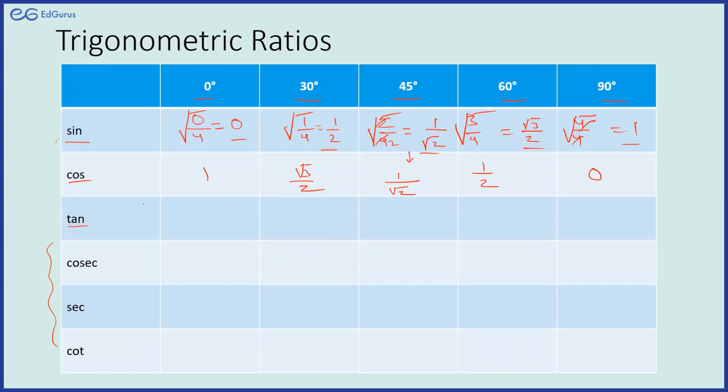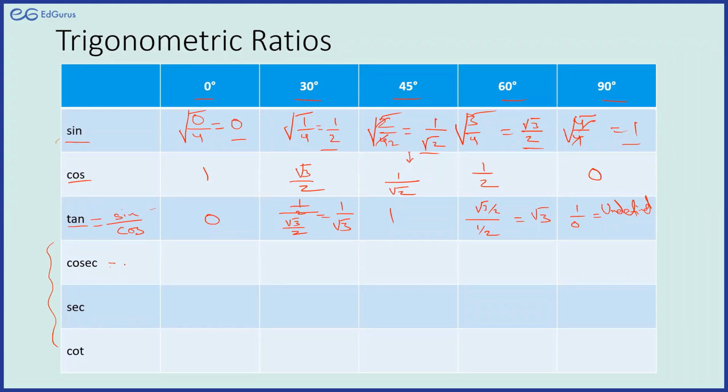Now tan is sine upon cos. So 0 by 1, 0. 1 by 2 by root 3 by 2, 1 by root 3. 1 by root 2 divided by 1 by root 2, 1. Root 3 by 2 divided by 1 by 2 will be root 3. 1 by 0, it's undefined. Okay. Now you have got your 3, sine, cos, and tan.